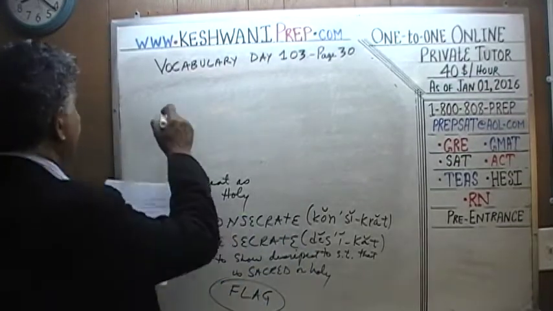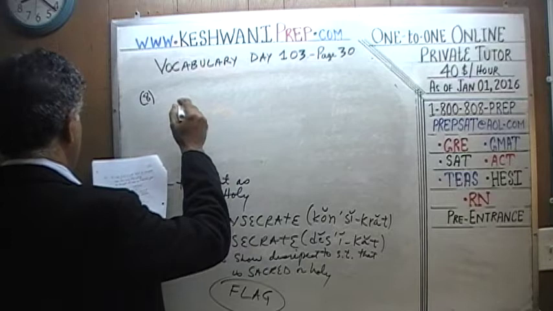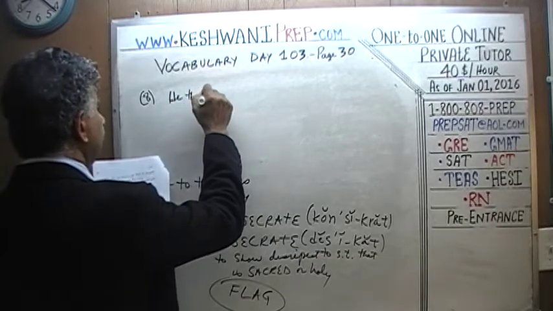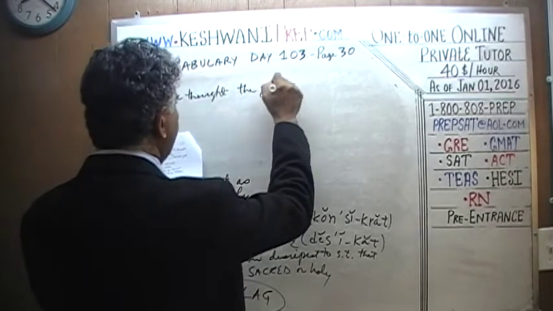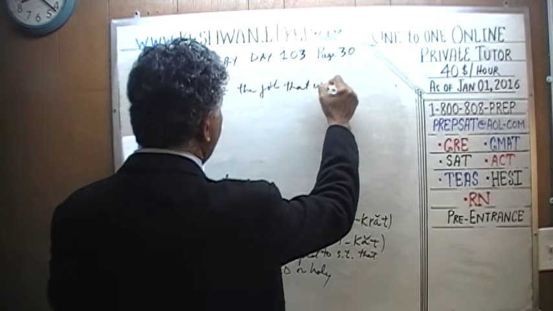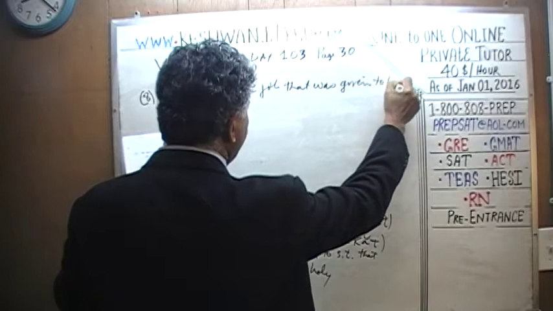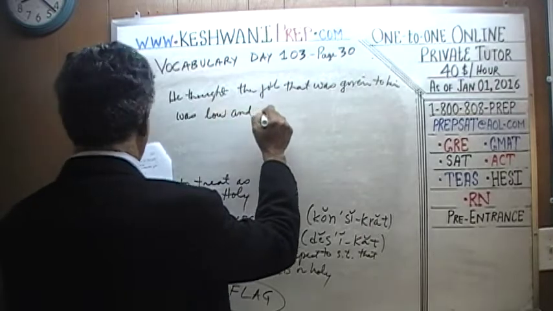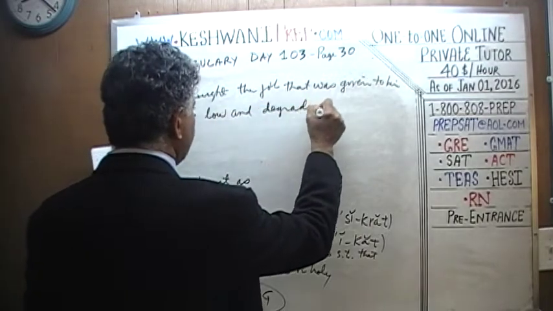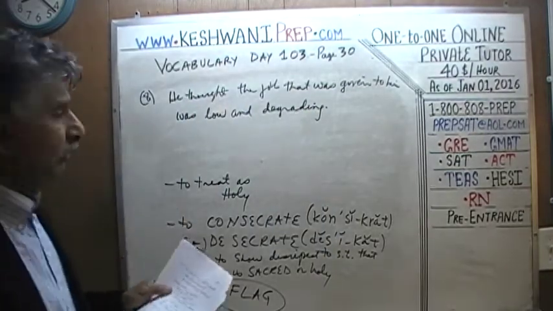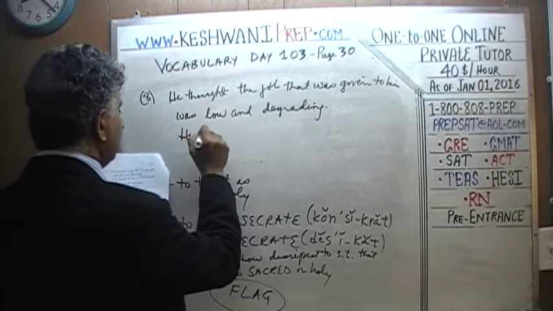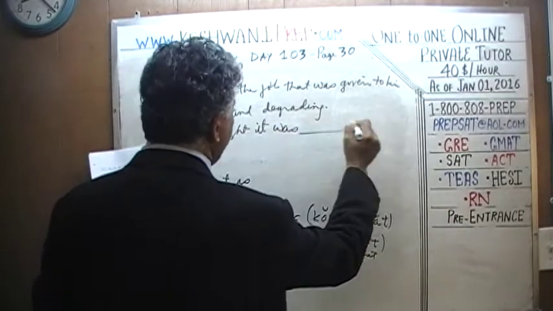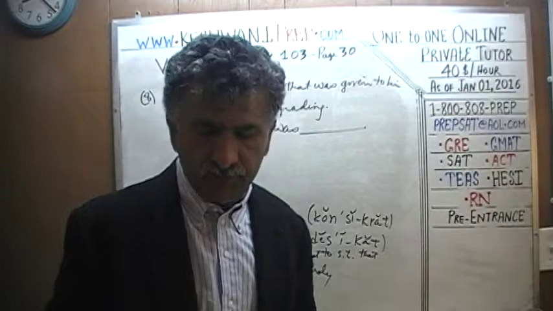Let's move on. Question number 8. It says, he thought the job that was given to him was low and degrading. That's what the question says. He thought the job was low and degrading. And then they go on to say, he thought it was blank. And our job was to pick one answer choice among the four that were given there.